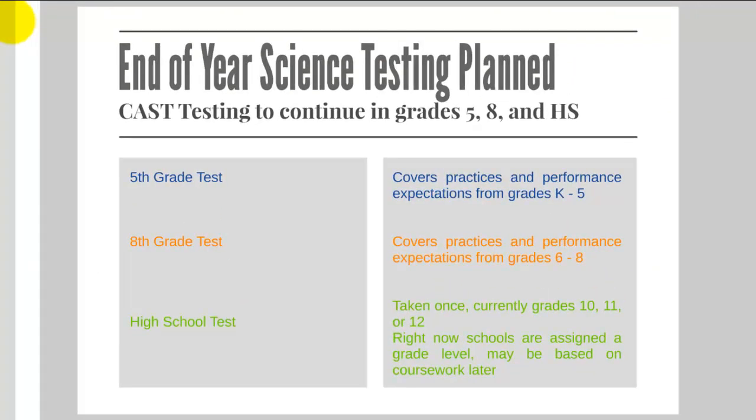One thing we cannot change is testing. There will be end-of-the-year testing on the Next Generation Science Standards. It will be called the CAST, the California Science Test, and it will be an online test similar to the SBAC. Testing will still take place in 5th and 8th grades and once during high school, which is very similar to our old system. However, in 5th grade, students will be tested on science practices and performance expectations from kindergarten through 5th grade. Along the same lines, the 8th grade test will now cover science practices and performance expectations from grades 6 through 8.